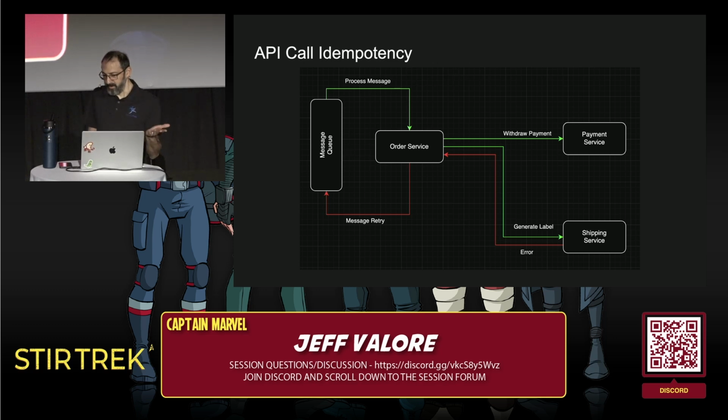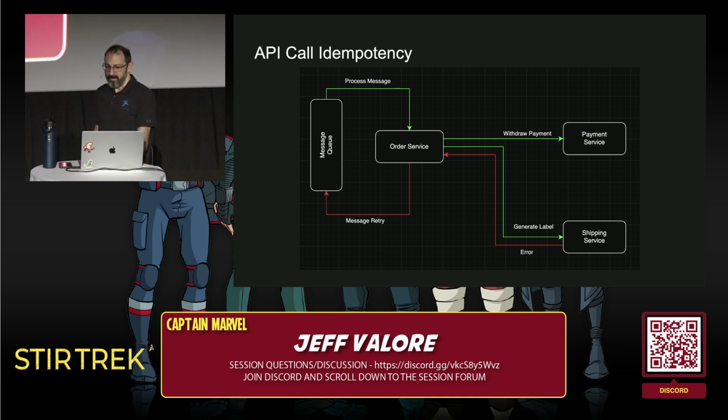They return an error. Okay, what does the order service do? Well, in a message-based architecture, we can just dump that thing back into a dead letter queue or a retry queue or an error queue or whatever. And maybe 10 seconds from now, we'll just run it again to see if we get a good response the second time. Maybe the shipping service was just down temporarily.